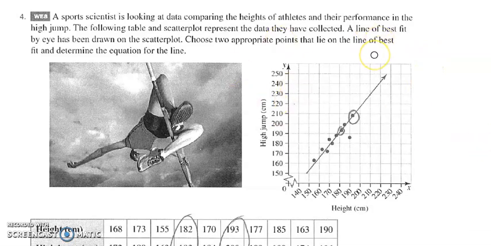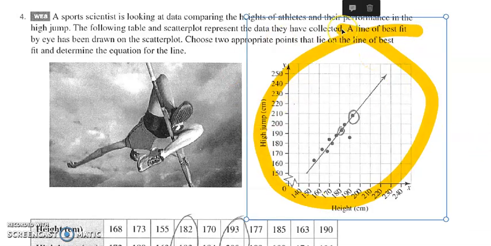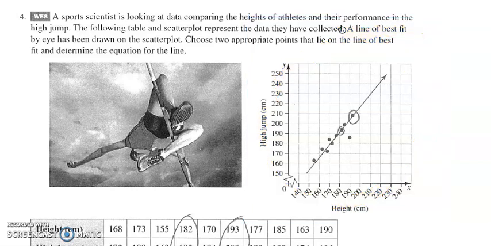So this graph here, the dots are my raw data. Someone has gone in and drawn a line through it. Now I've circled those 2 points and we'll come back to that in a second. But I'm sure we can all see that there's a bit of an association here. It seems that basically the taller someone is, the higher they can jump in high jump, which is kind of what we'd expect. So we need to find an equation for this line.